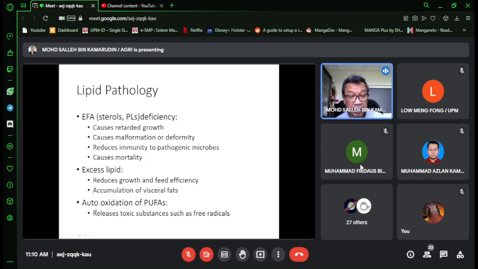Alright. Another thing is oxidation of PUFA. PUFA easily auto-oxidizes, and when PUFA oxidizes, it releases toxic substances such as free radicals. In feed this is very dangerous. So that's why when you have the feed, you use it within 3 months.